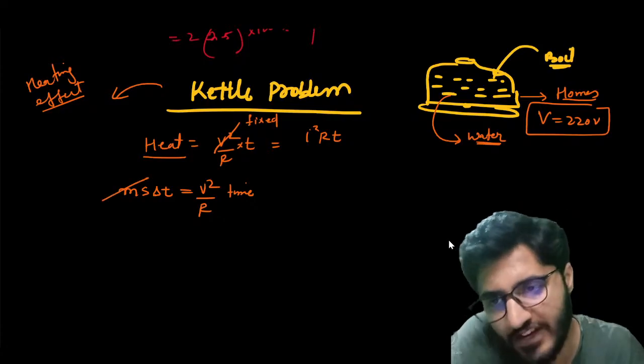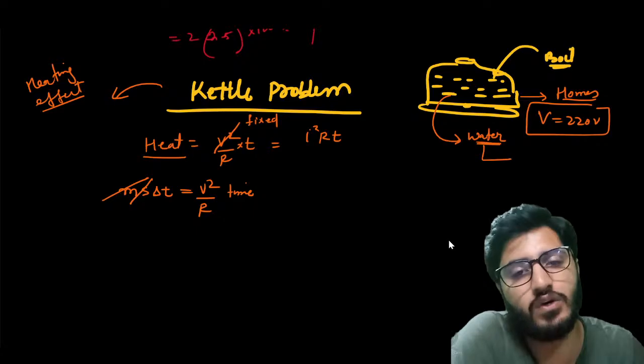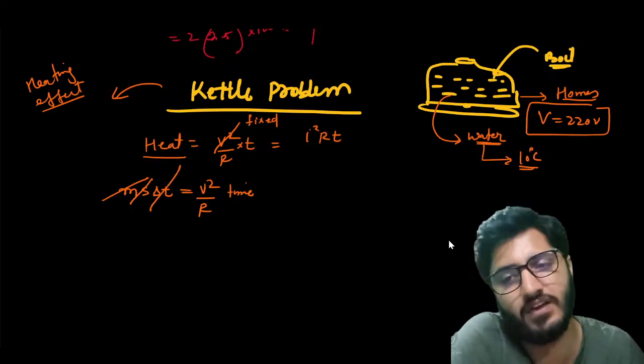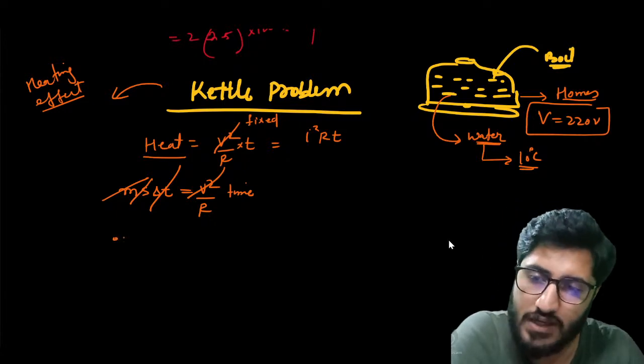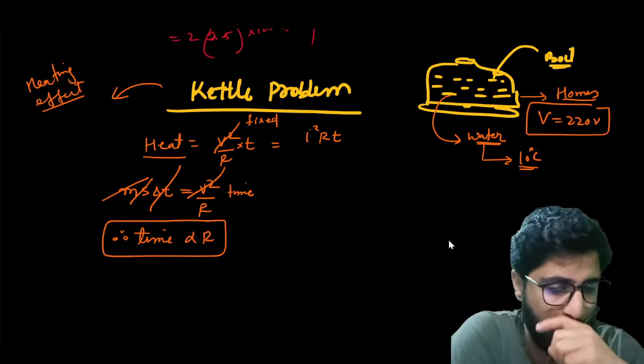So water is fixed. Specific heat is fixed. If I need to increase the temperature by 10 degrees centigrade, that means delta T is fixed. V is fixed. So therefore, my time is proportional to the resistance. Time is proportional to the resistance.